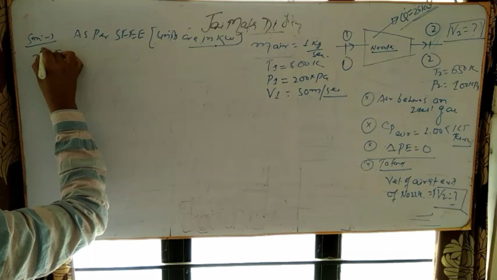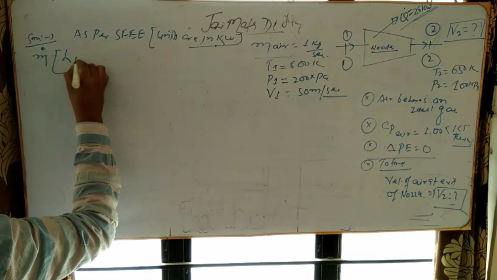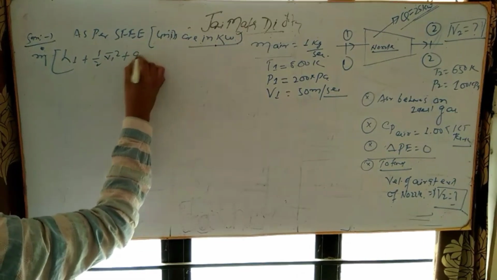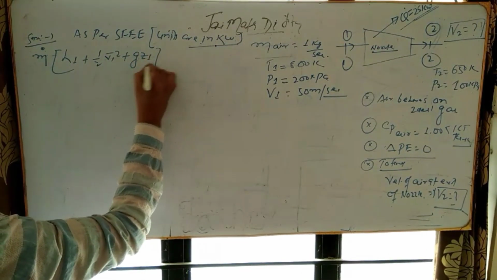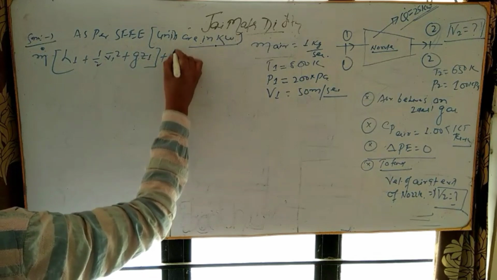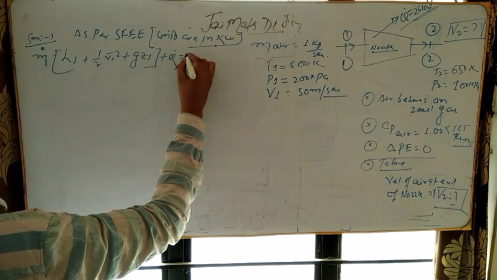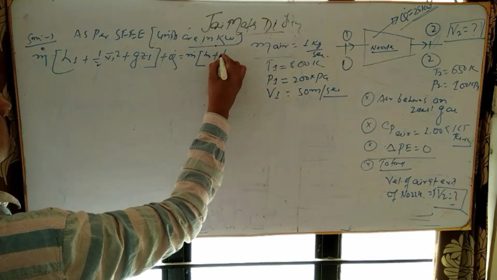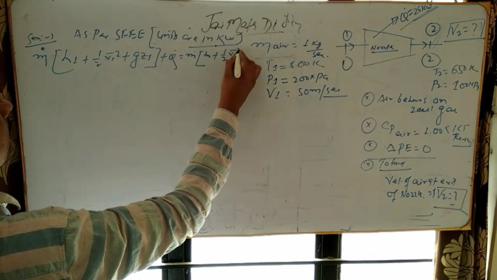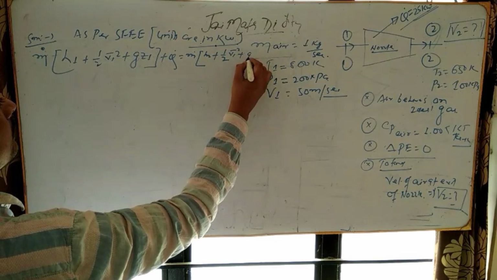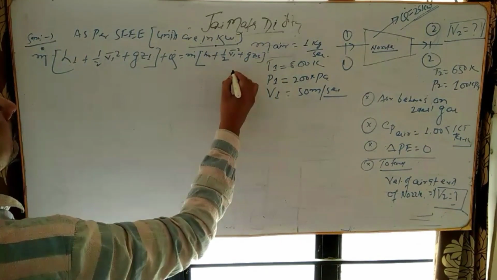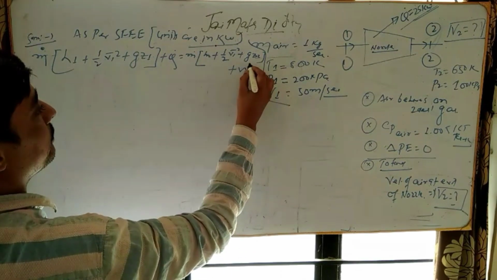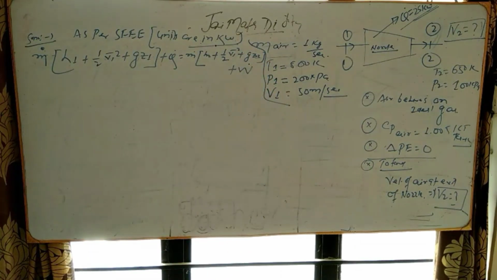If you write this equation we have the mass flow rate, m dot, times h1 plus half v1 square plus g z1, plus this Q dot, is equal to m dot times h2 plus half v2 square plus g z2, plus W dot. This is our equation.